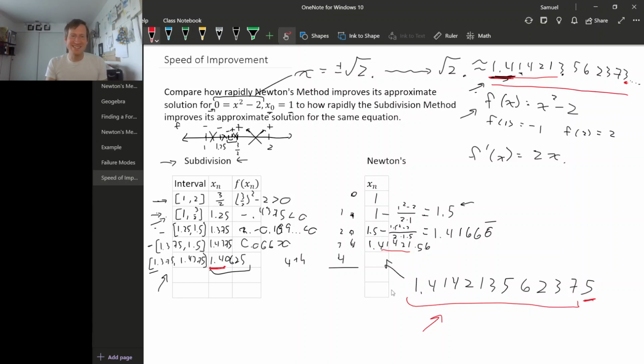So the point of this is that the subdivision method, although it is conceptually simple, it's so slow that it's actually garbage. Newton's method is really the best way to find approximate solutions to equations and get incredible accuracy with only a modest amount of computation.